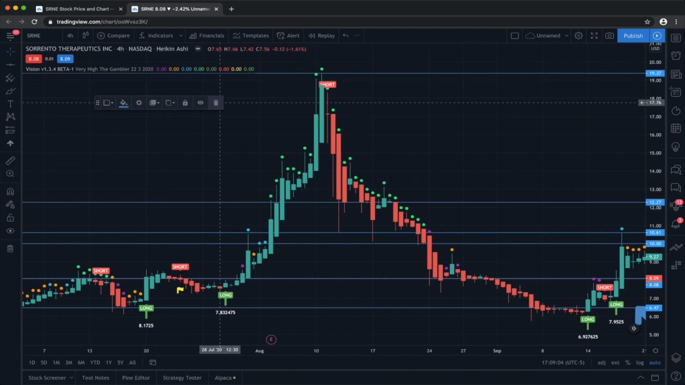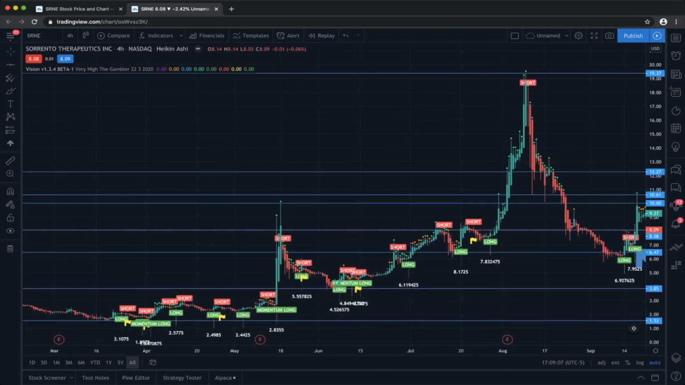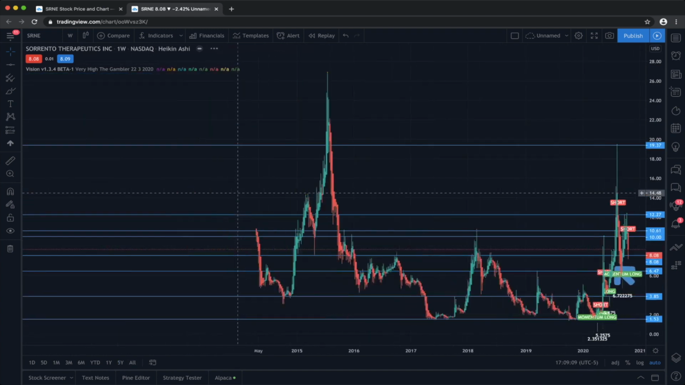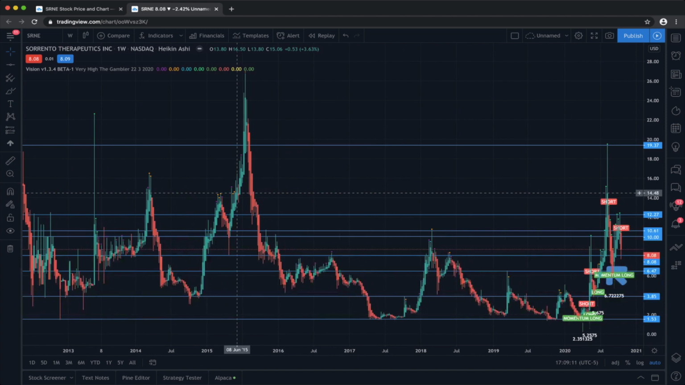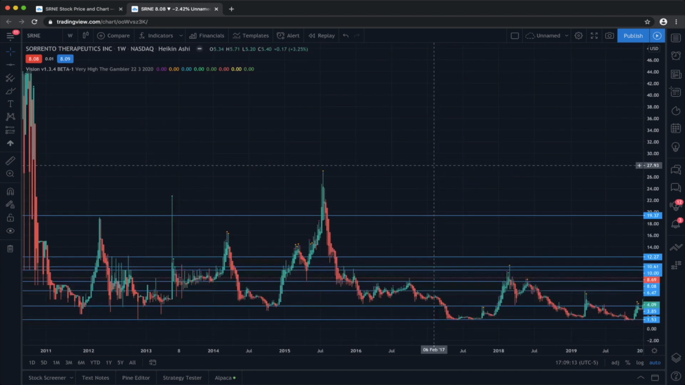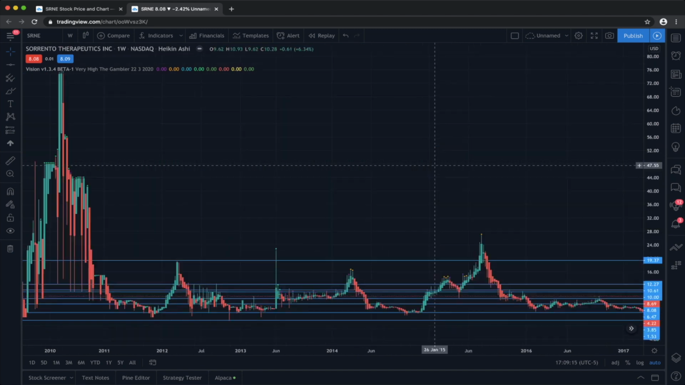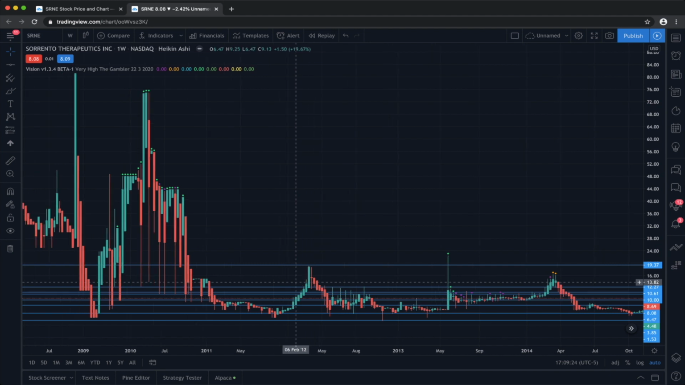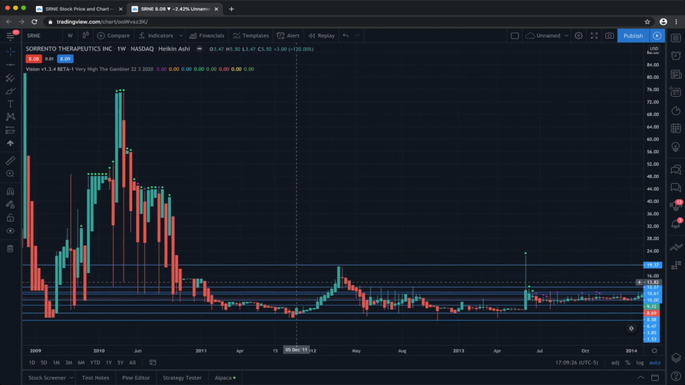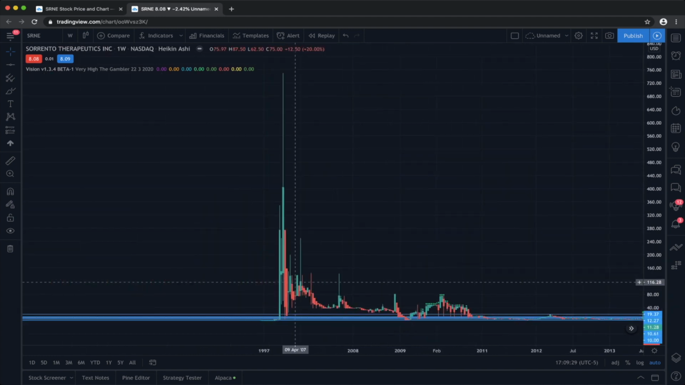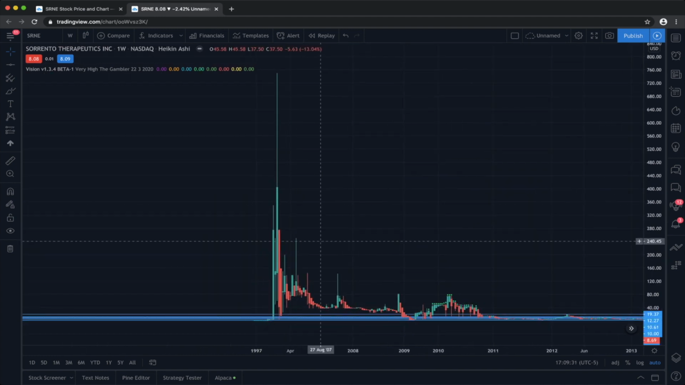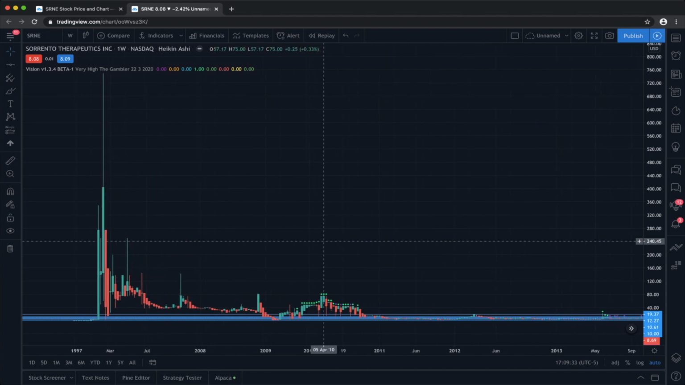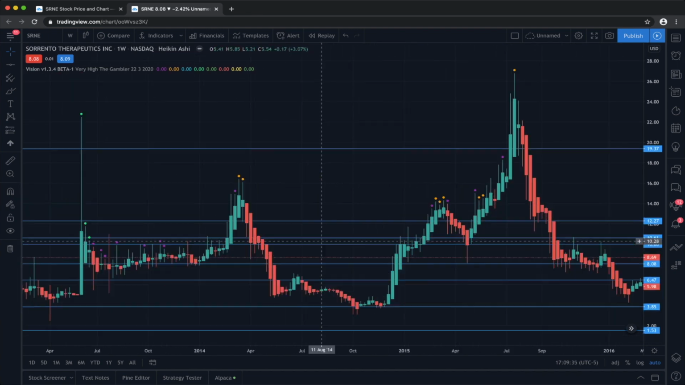So let's go to 5-year and see if there's any other areas that make sense for that 1937. So we see another one right there. And this is all the way back in 2012. So you see how far back you can go to find these key points. This was apparently all the way when it was on the moon, but not too worried about that.